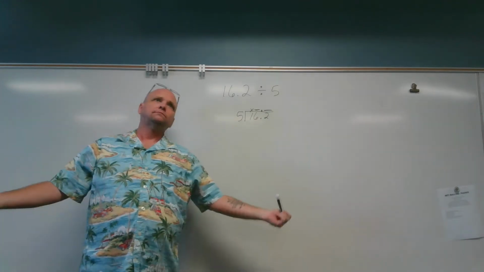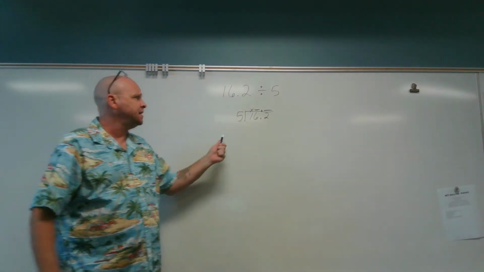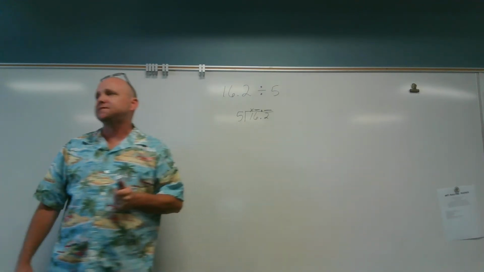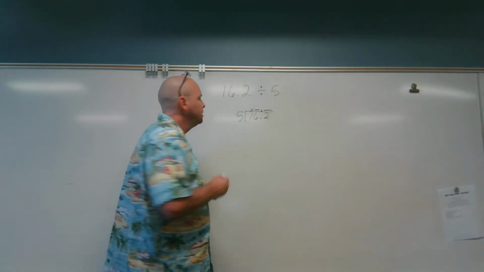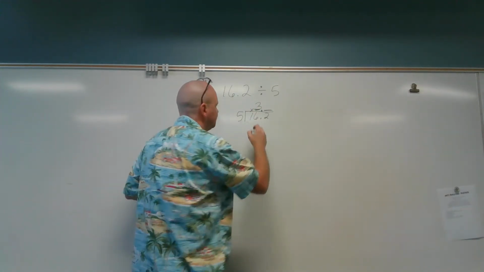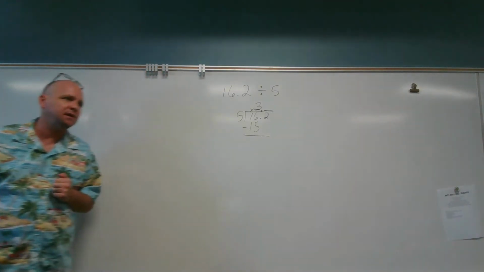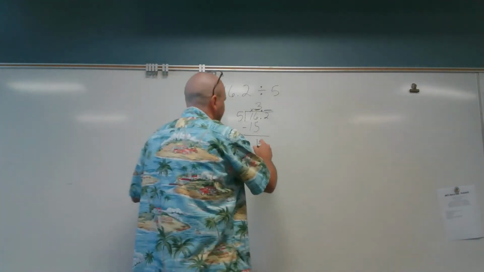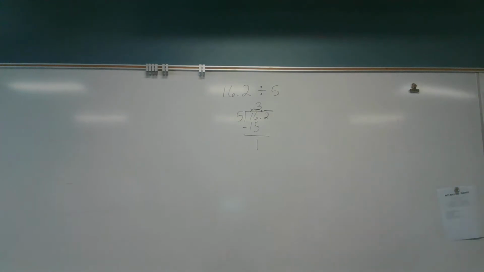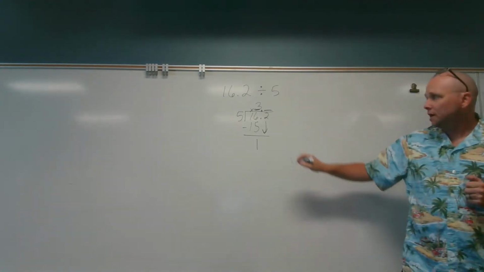So, Essien, you said 5 goes into 16. How many times? 3. And 3 times 5 is what, Essien? 15. And the difference between 15 and 16 is what, Essien? 1. Now, after I subtract, as long as I have another number, I bring it down. And so I bring down my 2.